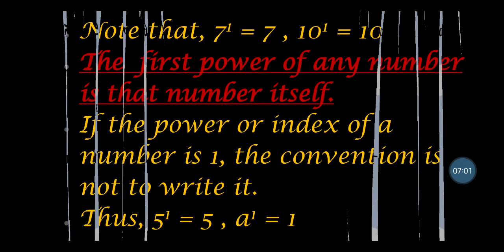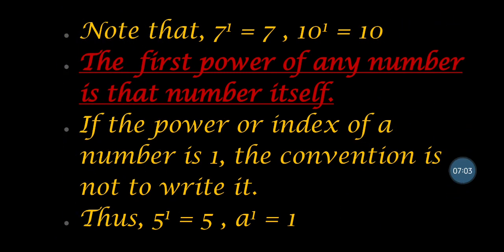Note that 7 raised to 1 is equal to 7. 10 raised to 1 is equal to 10. This means the first power of any number is that number itself. So if any number is raised to 1, you will get the answer as the number itself. For example, 14 raised to 1. Yes, your answer will be 14.